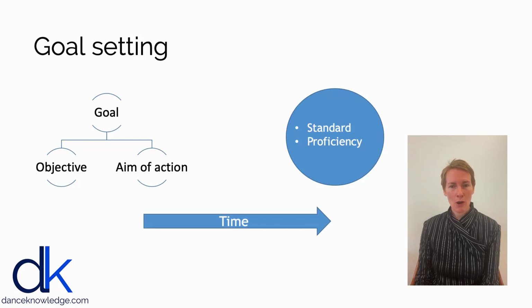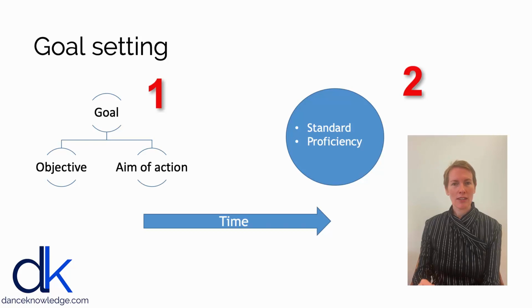So there's three components that we can think about. One is that you've clearly defined what it is you want to do. The other is that it's about achieving a certain standard. So the achievement is related to you being proficient at something, and that this achievement is done within an allocated period of time.